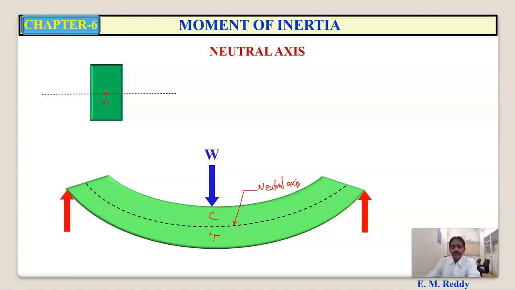Is it clear? So above the neutral axis, the beam is subjected to compression. Below the neutral axis, the beam is subjected to tension. But along this centroidal axis or neutral axis, there is neither tension nor compression. Hence the name neutral axis. Understood? So simply, neutral axis is nothing but the centroidal axis. What is centroidal axis? The axis which is passing through the centroid of the given section.